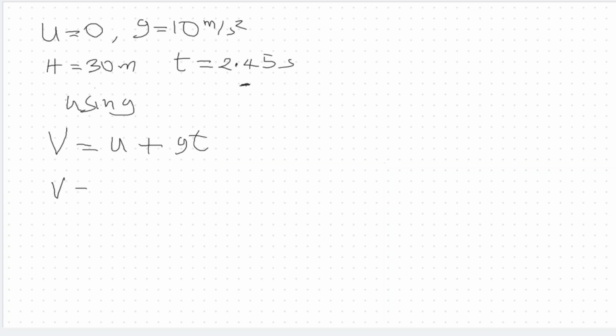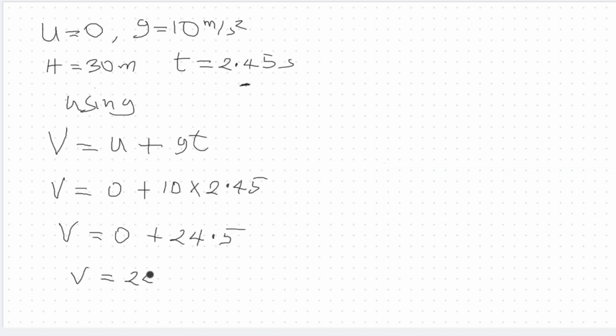So v will be equal to 0 plus g, which is 10, times 2.45. So v is equal to 0 plus 10 times 2.45, which will give us 24.5. So 0 plus 24.5, we're going to have v as 24.5 meters per second. That's the unit of velocity. So that's our answer.